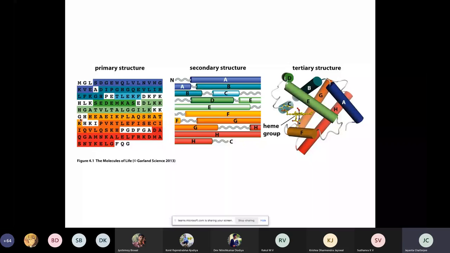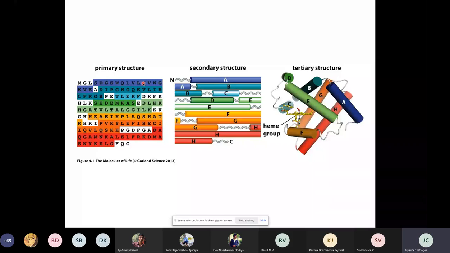Okay, here what you see is MGL and so on till FQG. Now this M is the N term, and this G is the C term. This is called the primary structure. In the last class, briefly we looked into some of the secondary structures of protein, right? Those are alpha helices, beta sheets, and there is something called loops. I've not discussed loops, but in this class I'll show you a little bit about loops.